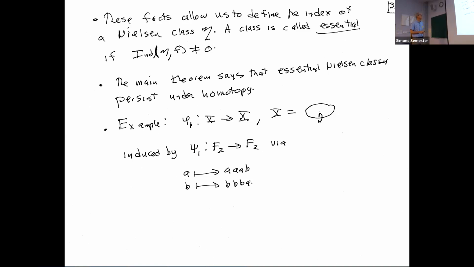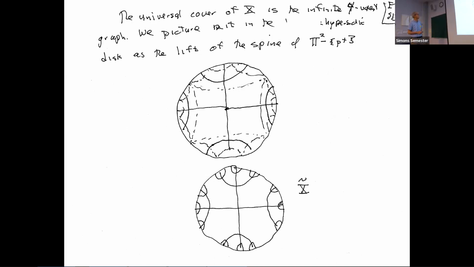Okay, so here's an example. Go back to our map phi1, and we want to understand its Nielsen classes. So how do we understand its Nielsen classes?